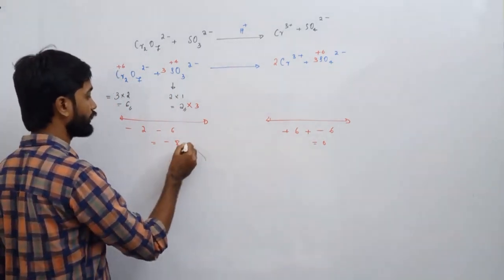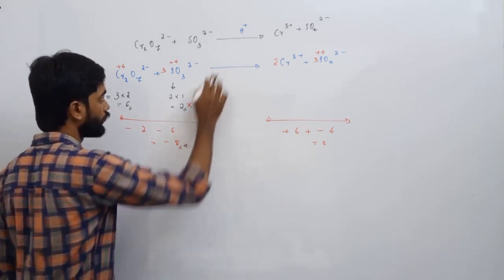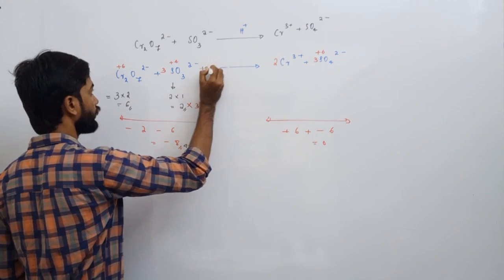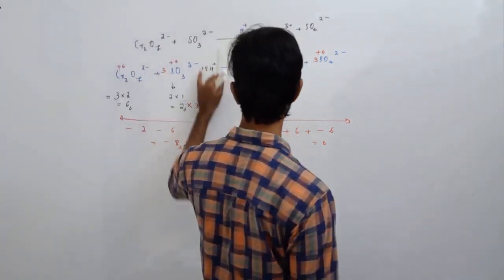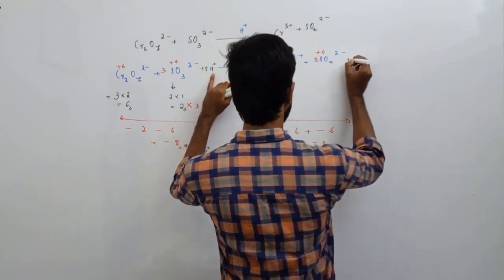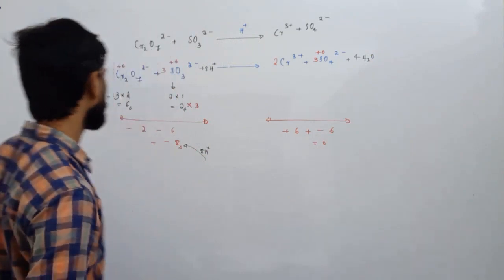The medium is acidic, so supply 8H+ here. Then both sides will be 0. So that 8H+ enters the left side. And there is no hydrogen other than H+, so here we have to supply 4H2O. The reaction is balanced. What about the oxygen?